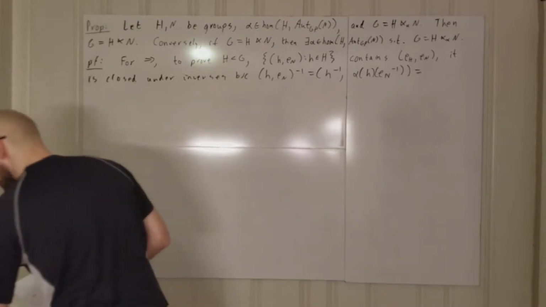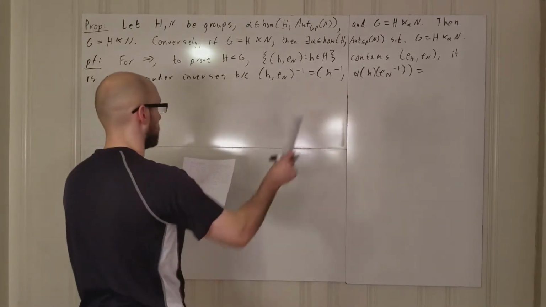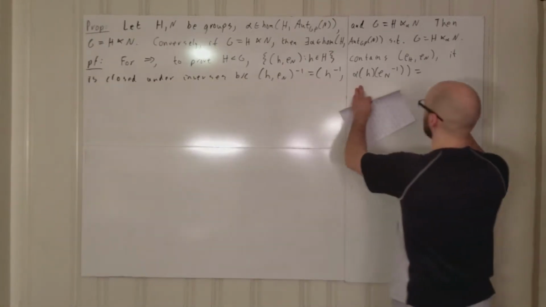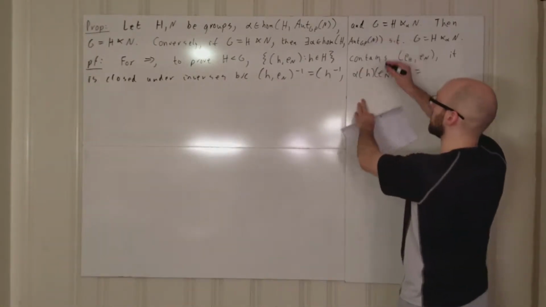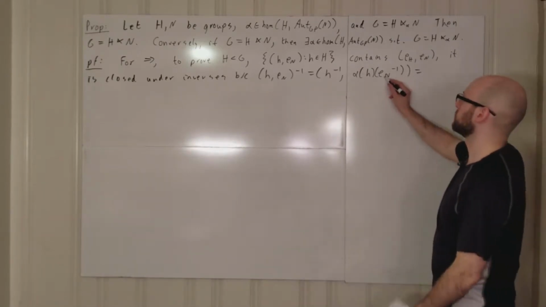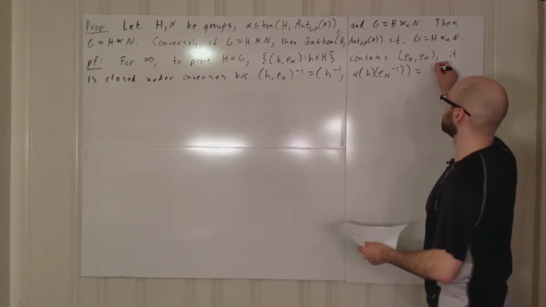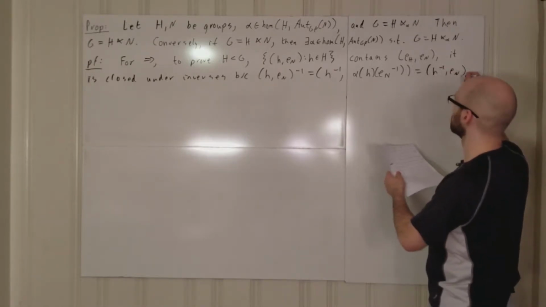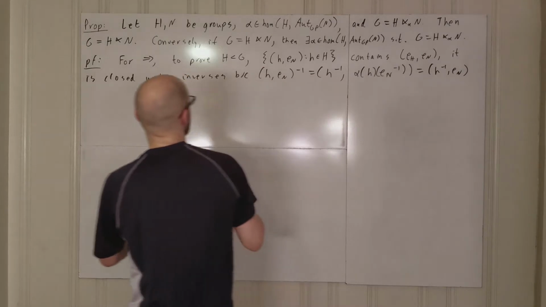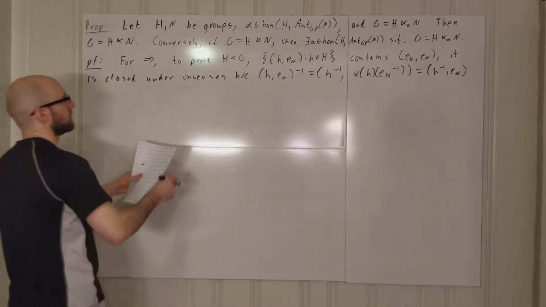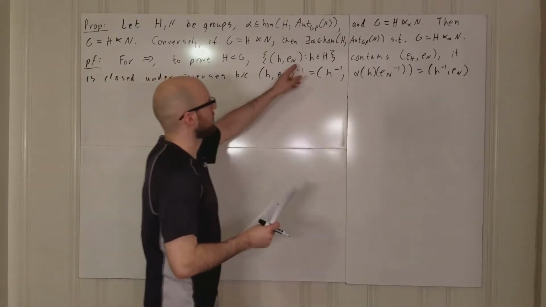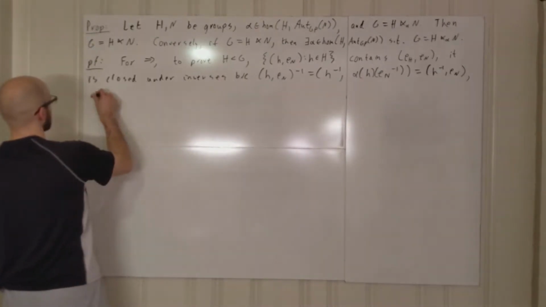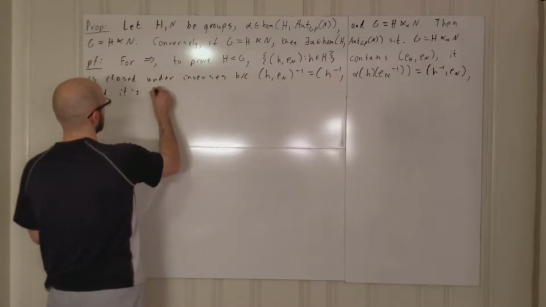Right, so the inverse turns out to be alpha H En inverse. But alpha H is an automorphism, and En inverse is just En, so this is going to be just H inverse, En. And this is going to be in there.